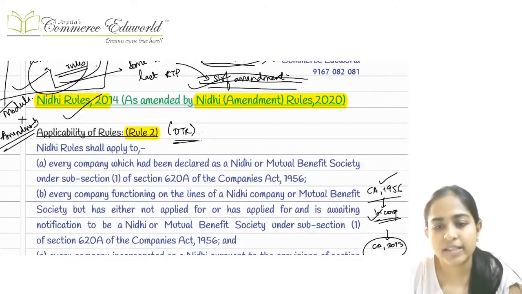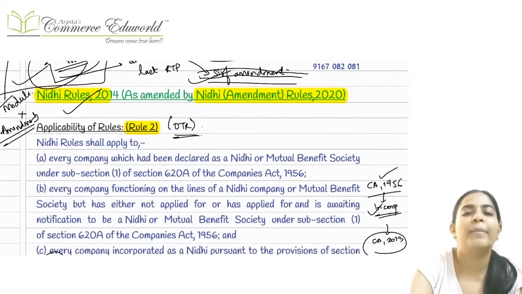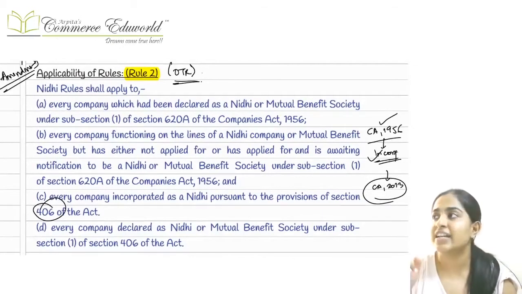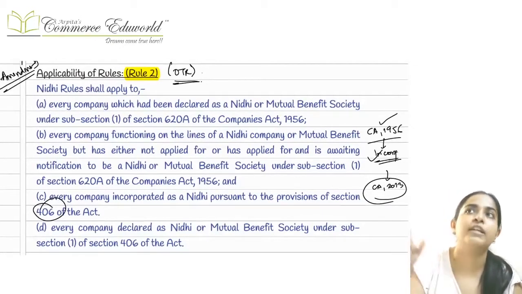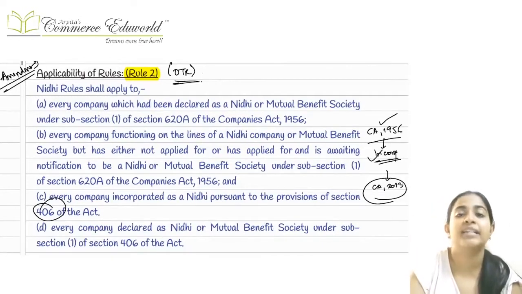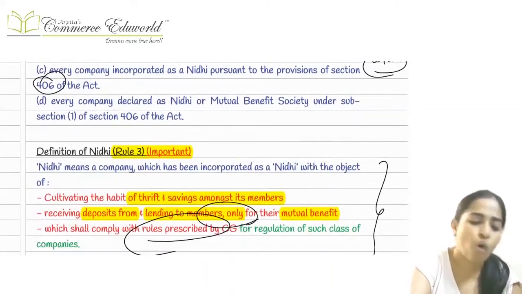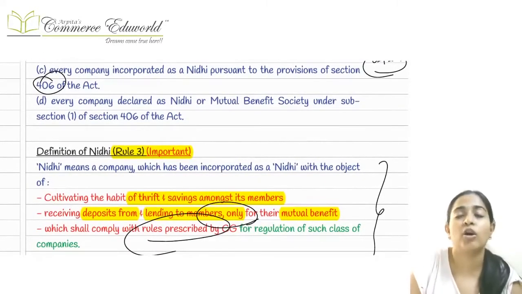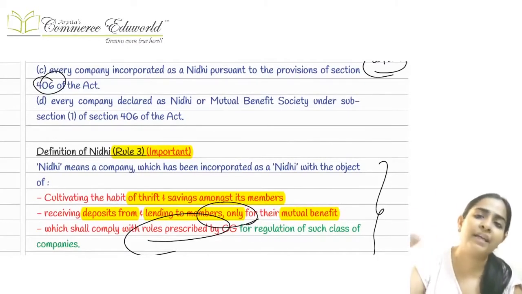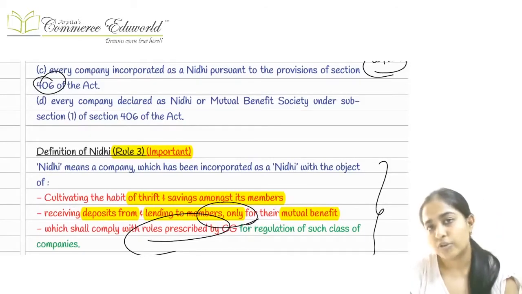Now listen, just try to understand here. Every Nidhi or every mutual benefit society which was existing under the old law, that is under section 620A of the Companies Act 1956, or any Nidhi which was incorporated under section 406 of the Companies Act, to all these Nidhis, the Nidhi rules would become applicable. Nidhi rules would become applicable to every other Nidhi company or the mutual benefit society.